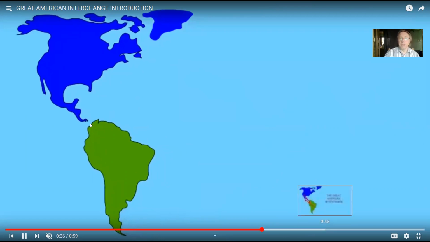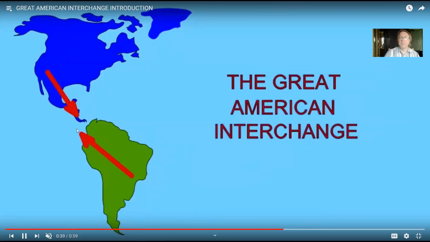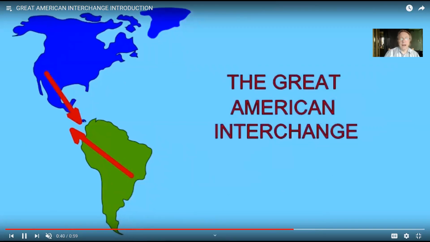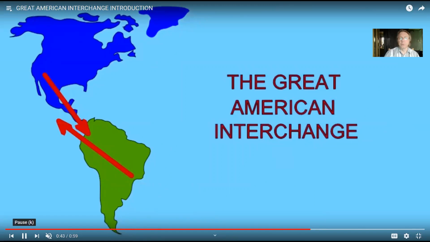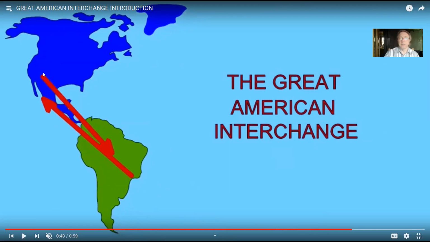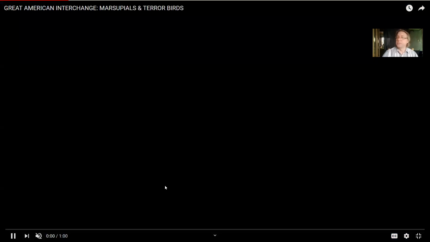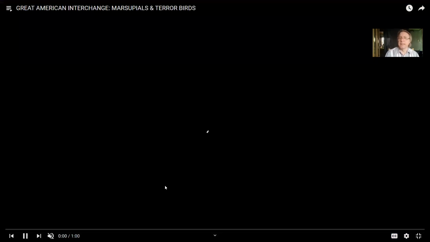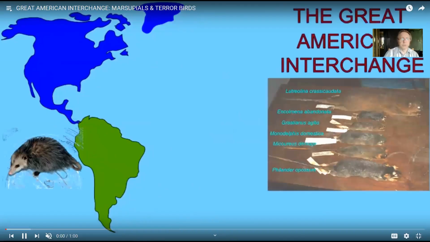4 million years ago, give or take, when the continental plates joined the Americas, there could now, for the first time, be a significant migration of animals from South America coming north and animals from North America coming south in what was known as the Great American Interchange. So I'd like to go through how the Great American Interchange affected a number of different groups.